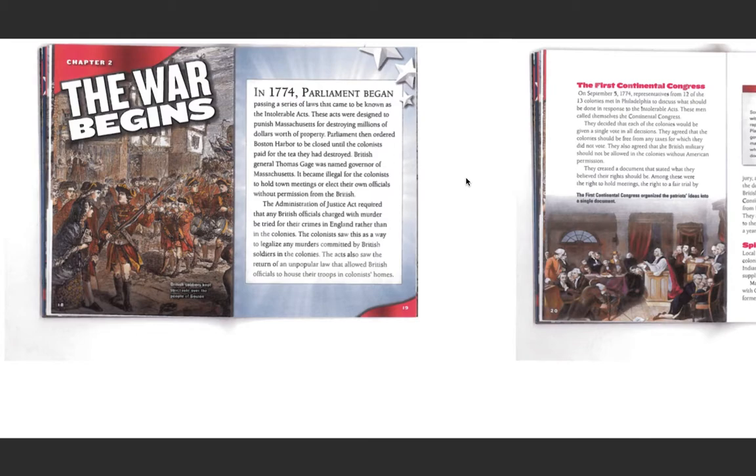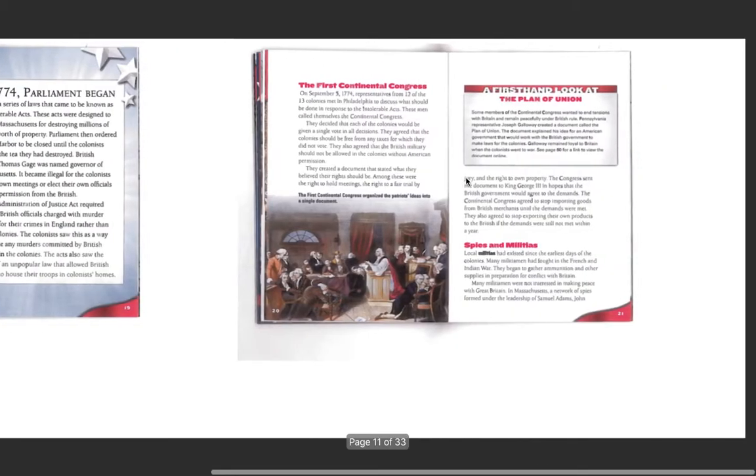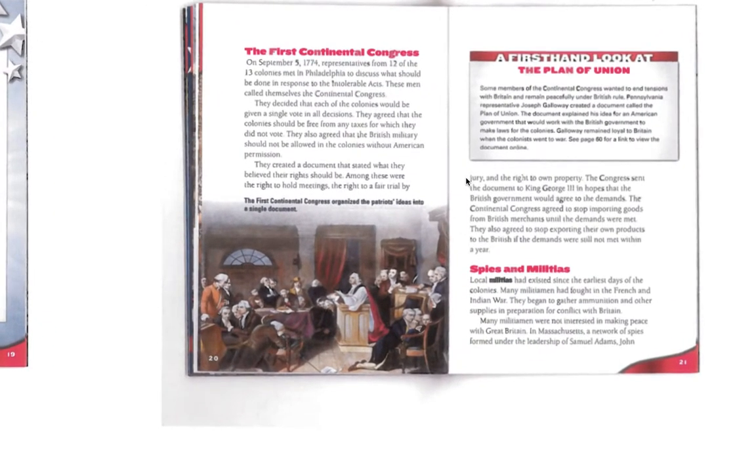The acts also saw the return of an unpopular law that allowed British officials to house their troops in colonist homes. We can see here that the different soldiers that are over from Britain have a lot of power in the American colonies. The First Continental Congress.